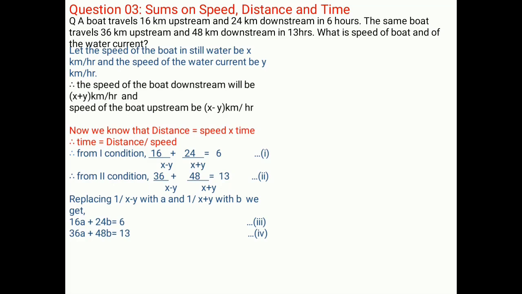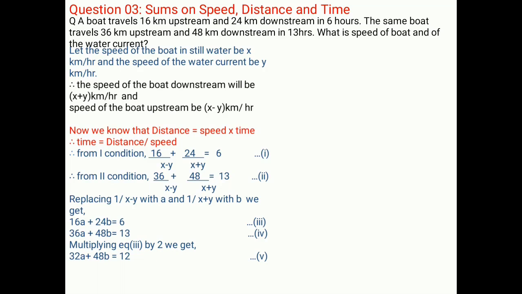I can equate any of the two coefficients of my variables, and I choose to do so with coefficients of b. Therefore, multiplying equation 3 by 2, we get 32a plus 48b is equal to 12, which is my equation number 5. Now, I will be solving equation 4 and 5. Since the coefficient of b has same sign, I will be subtracting one equation from the other.